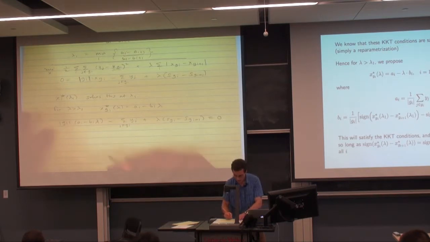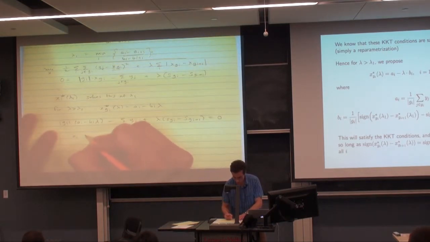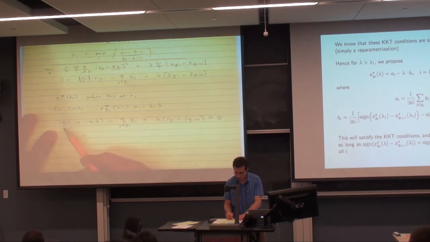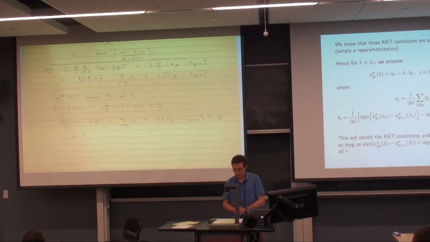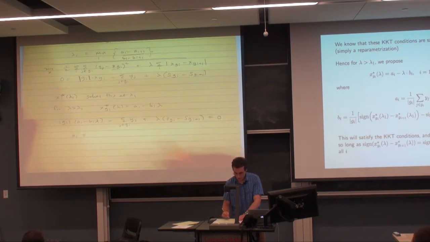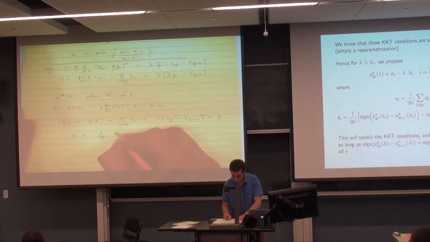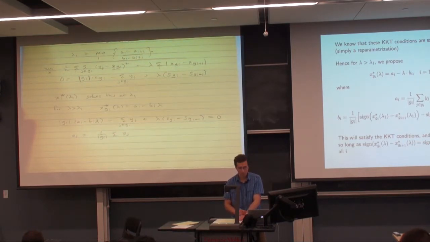Okay, so for AI, I'm going to try to cancel out all the terms that don't involve lambda, right? Because the ones that involve lambda, if they're going to be equal to 0 for all lambda, I need to make their coefficient 0. So for AI, I'm going to cancel out all the terms that don't involve lambda, such as this term and this term right here. So I choose AI to be equal to the average value of y in the group. That's it.